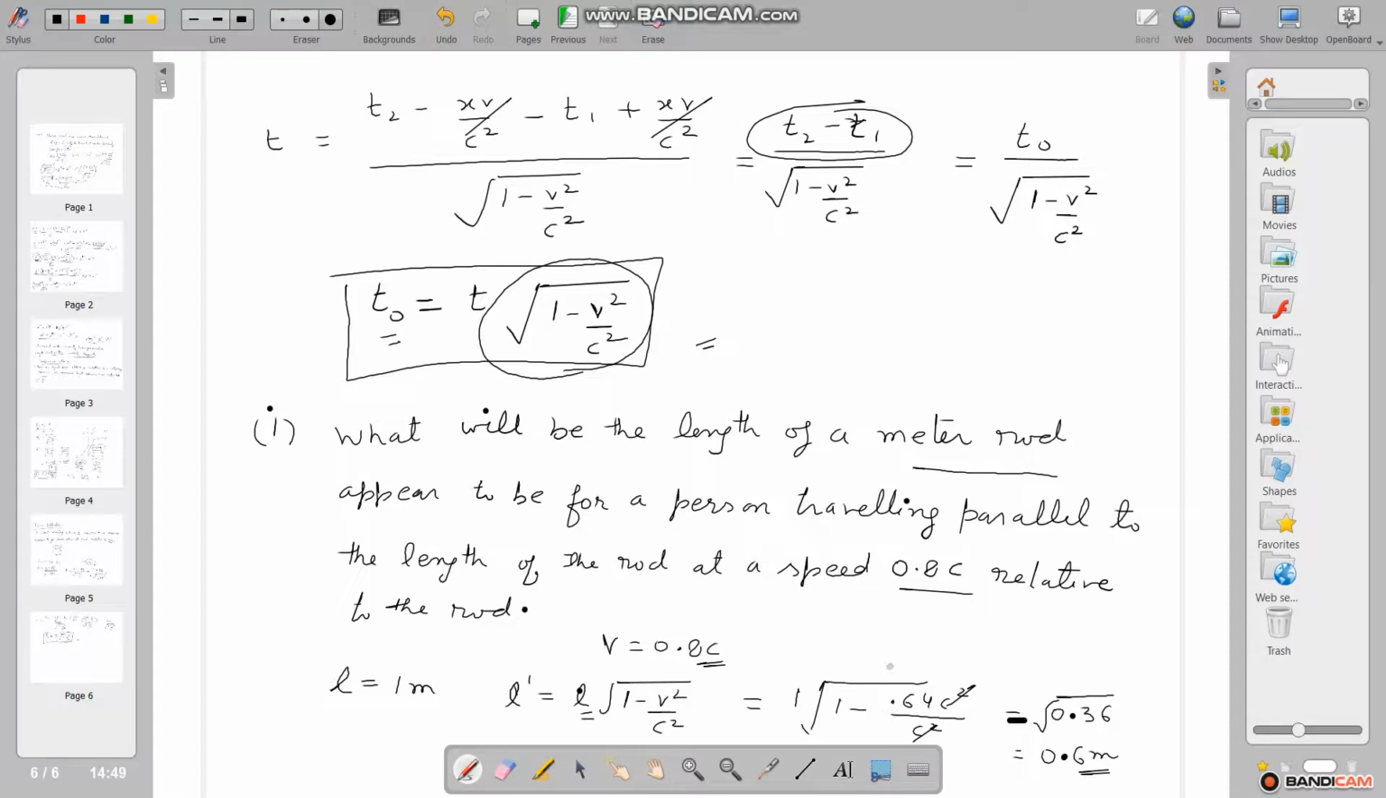It means if a rod of 1 meter length is moving with a velocity of 0.8 c, then its length becomes 0.6 meter, or 60 centimeter. 100 centimeter is reduced to 60 centimeter. This is the effect of the special theory of relativity. Now we will do a numerical of time dilation.